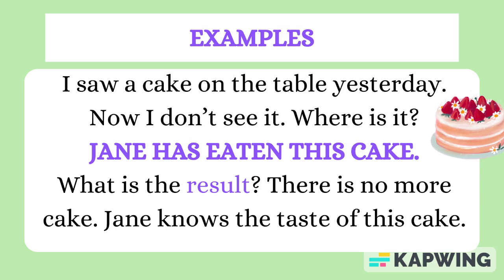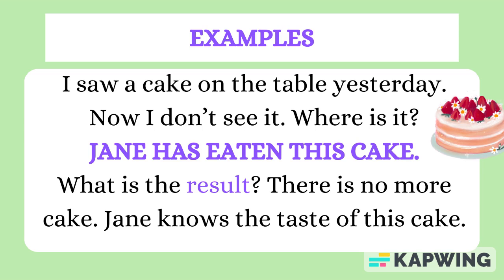Let's see. I saw a cake on the table yesterday. Now I don't see it. Where is it? Jane has eaten this cake. We have a pure result here. What is the result? There is no more cake, and Jane knows the taste of this cake. There can be also some other results, but we have the result, guys.